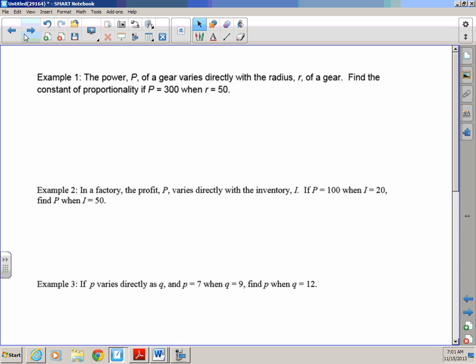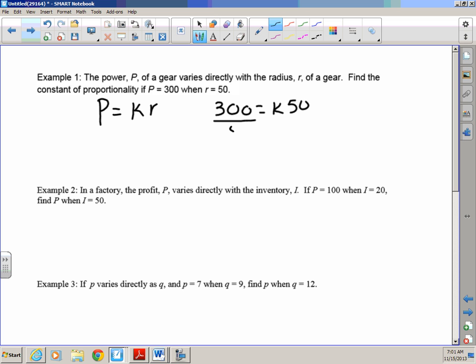The power P of a gear varies directly with the radius R of a gear. Find the constant of proportionality if P equals 300 when R equals 50. So what we're saying is P, the power, is a function of some constant times the radius. Okay? So now what I simply do is 300 equals K times 50. So that constant is 6.